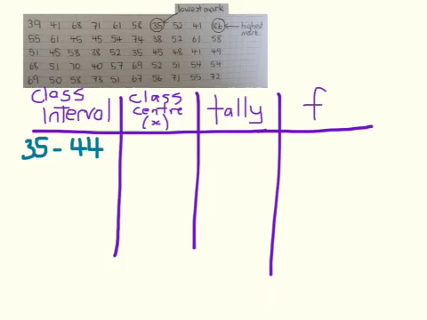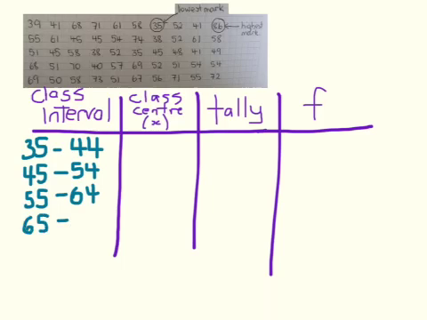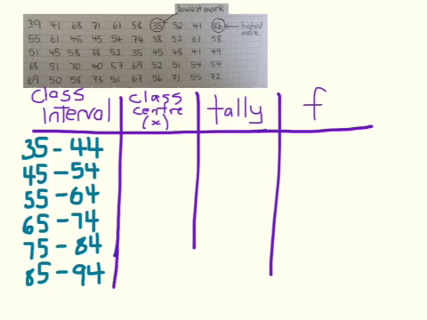And then my next interval will start at 45, and that will go up to 54, and so on, until we actually get to a point where our highest score is included. So we're going to need to go up to have 86 included in this. So 75 to 84 almost includes it, but we need one more. So we're going to go 85 up to 94. Okay, and so now we have all of our intervals there, so our scores will fit in them.